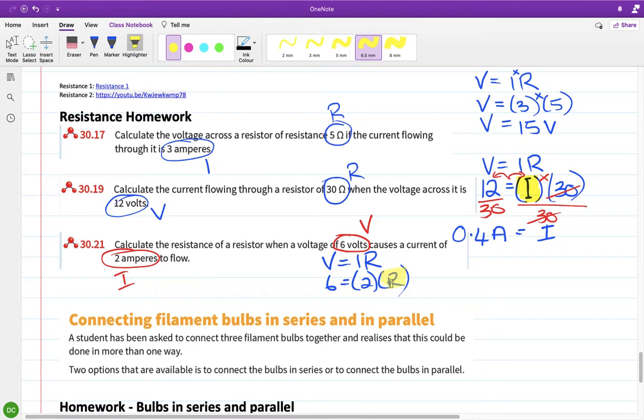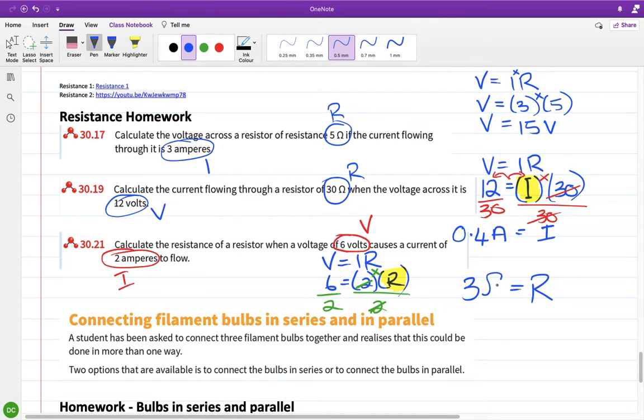We're trying to isolate the R, and at the moment it is being multiplied by 2. So we need to do the opposite of multiply by 2, which is divide by 2. That will eliminate the 2. But if you divide by 2 on the right, you have to balance and divide by 2 on the left. So now on the right hand side we just have R, and on the left hand side we have 6 divided by 2, which is 3, and resistance is measured in ohms.